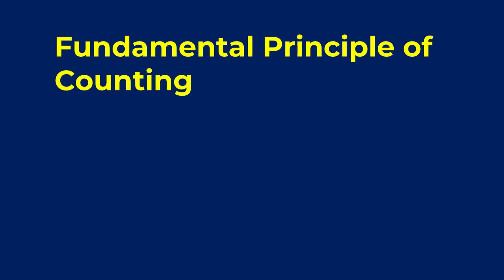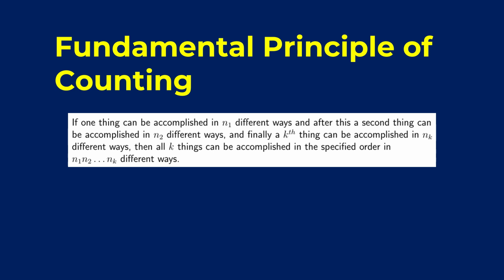When sample size is very large, direct counting of sample points becomes impossible. In such cases, combinatorial analysis can be useful. Let's look at the fundamental principle of counting, which states that if one thing can be accomplished in n sub 1 different ways, and after this a second thing can be accomplished in n sub 2 different ways, and finally a kth thing can be accomplished in n sub k different ways, then all k things can be accomplished in the specified order in n sub 1 times n sub 2 times, and so on up to n sub k, different ways.